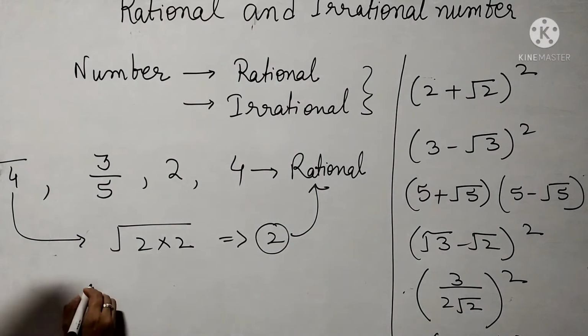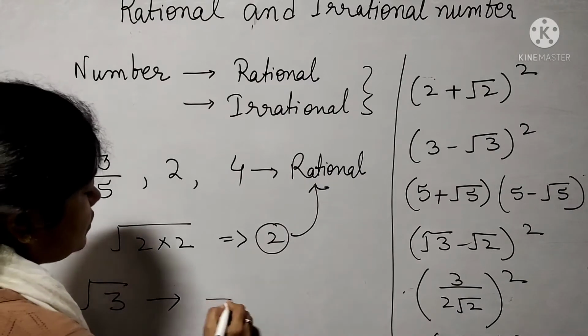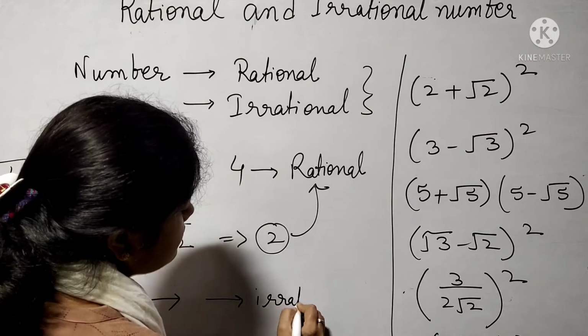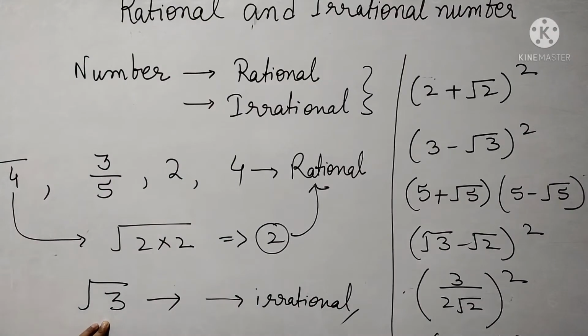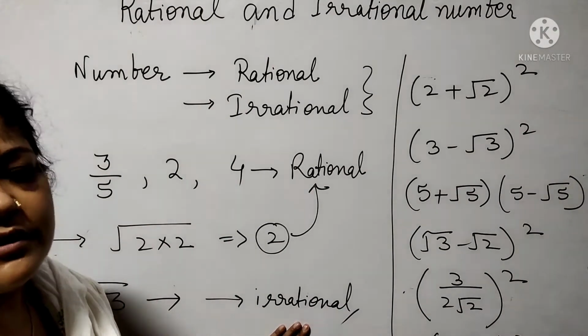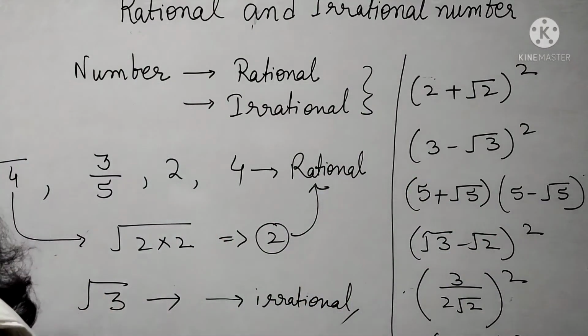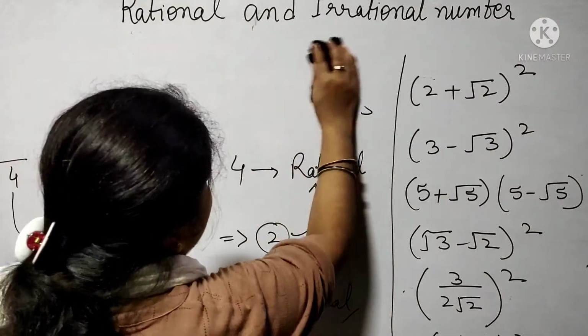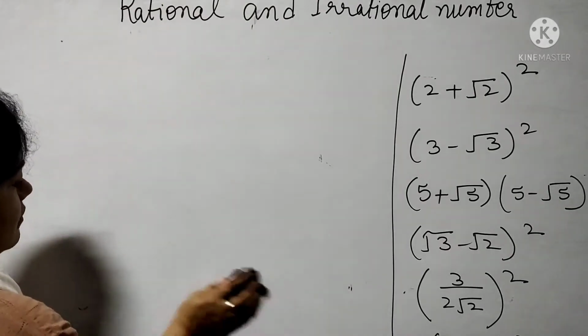But for example, we have a number under root 3. In this case, we cannot take 3 outside from this square root. So this is an irrational number. So all the numbers having square roots are termed as irrational numbers. So here are some examples and we have to find out which of them is a rational number and which is an irrational number, and I am going to take them one by one.